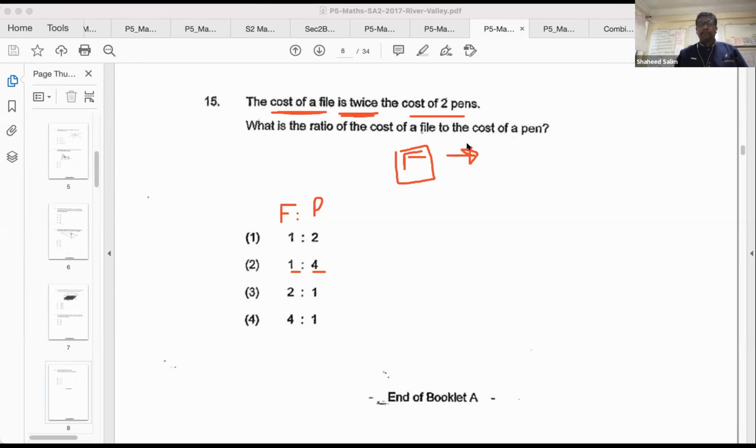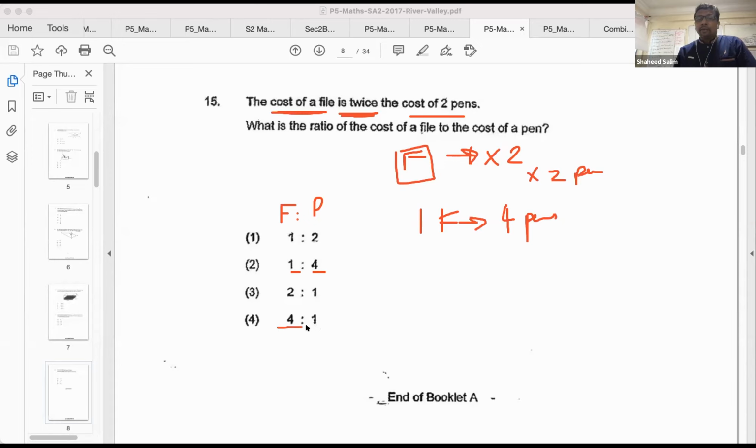Okay, what do they say? They say that this file is twice. Twice means times 2. The price of what? 2 pence times 2 pence. So one file has the same price as how many pence? 4 pence. Why 4 pence? Because it's twice 2 pence. 2 pence times 2, 4 pence. The price of a file is the same as 4 pence.